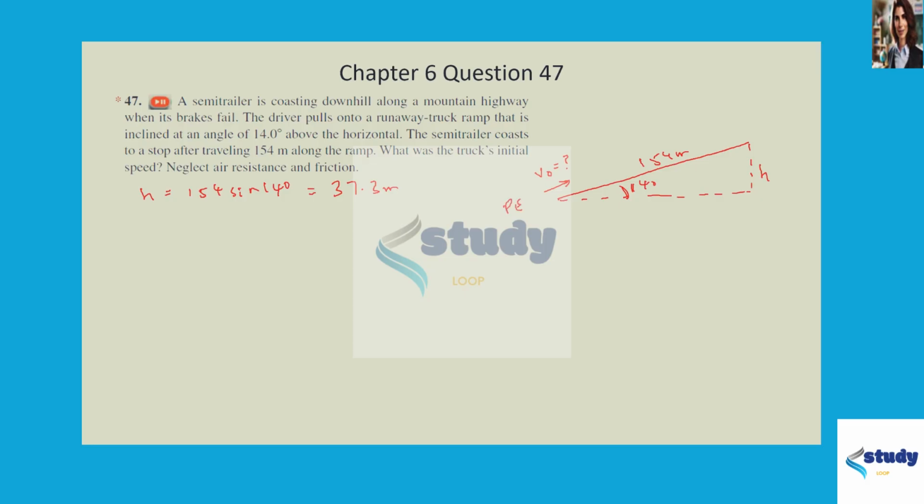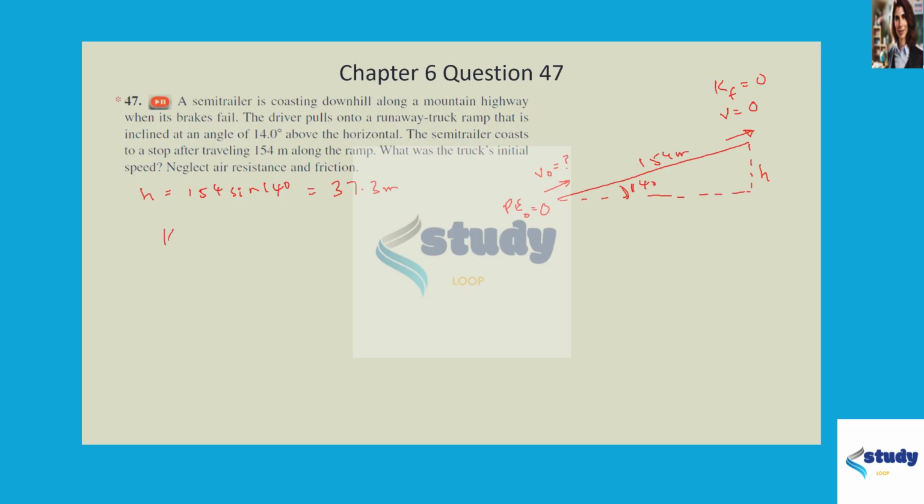Now the initial velocity here is what we do not know, and this is also the lowest point, so we can say that the potential energy at this point is 0, and when the truck reaches the highest point, the final velocity will be 0, which would then give me that the final kinetic energy will be 0, and it will have some potential energy.